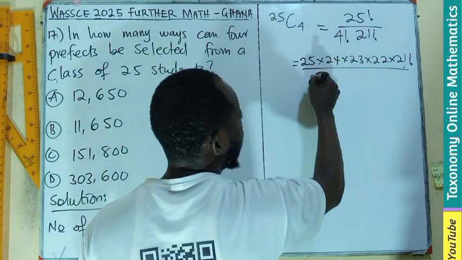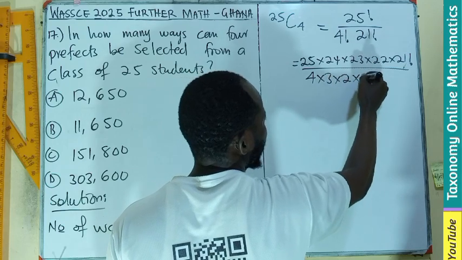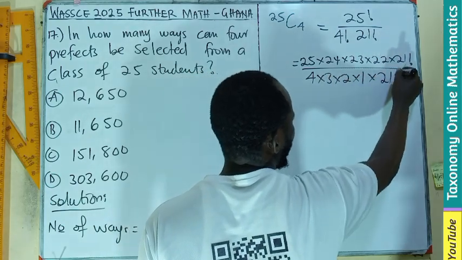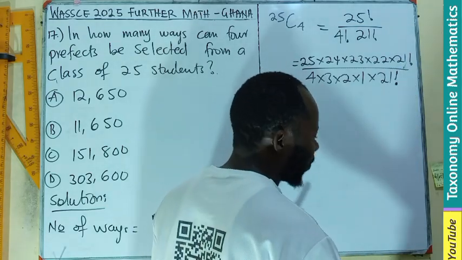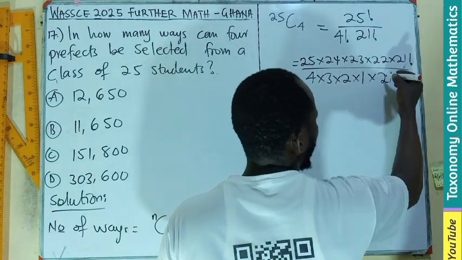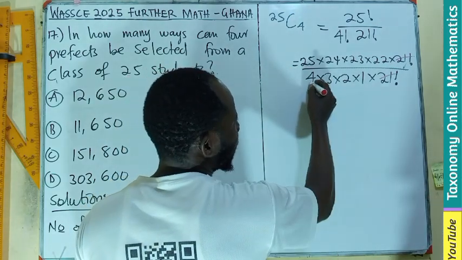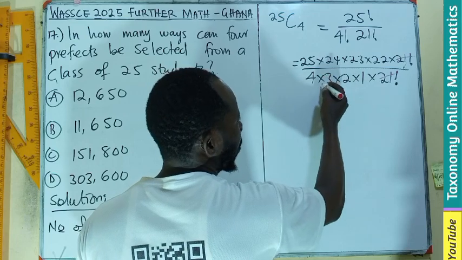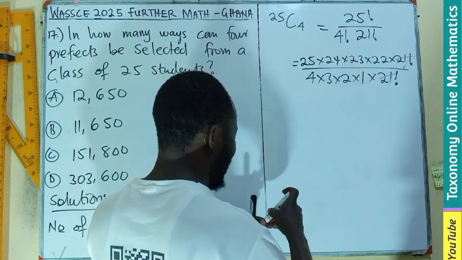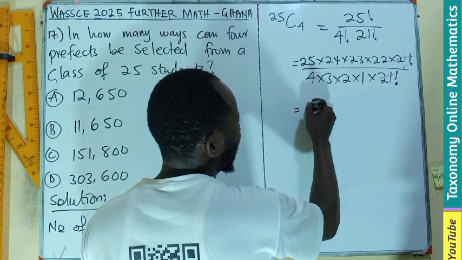So this is going to be 4 times 3 times 2 times 1 times 21 factorial, where 21 factorial will cancel. So this will cancel this. I can also see that the whole of this will give 24. Okay, let me go one step down. You can move from here directly because this is also section A.